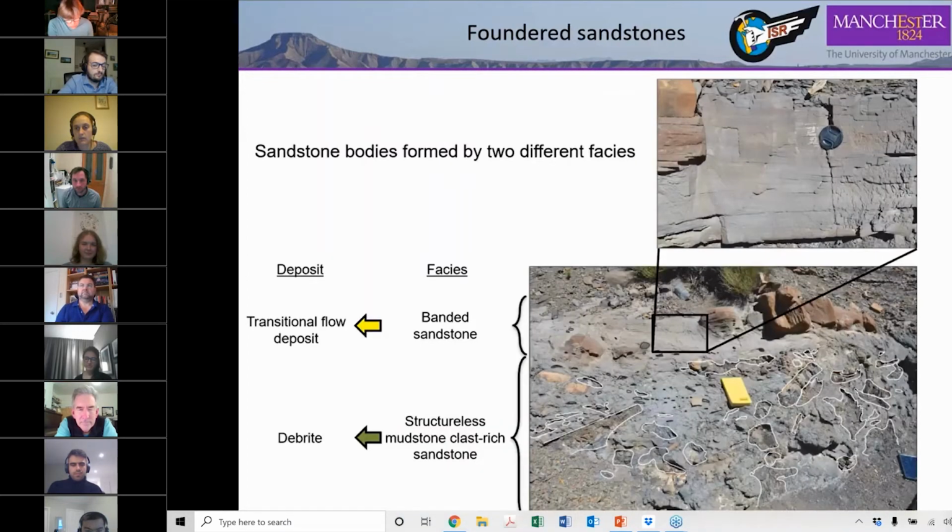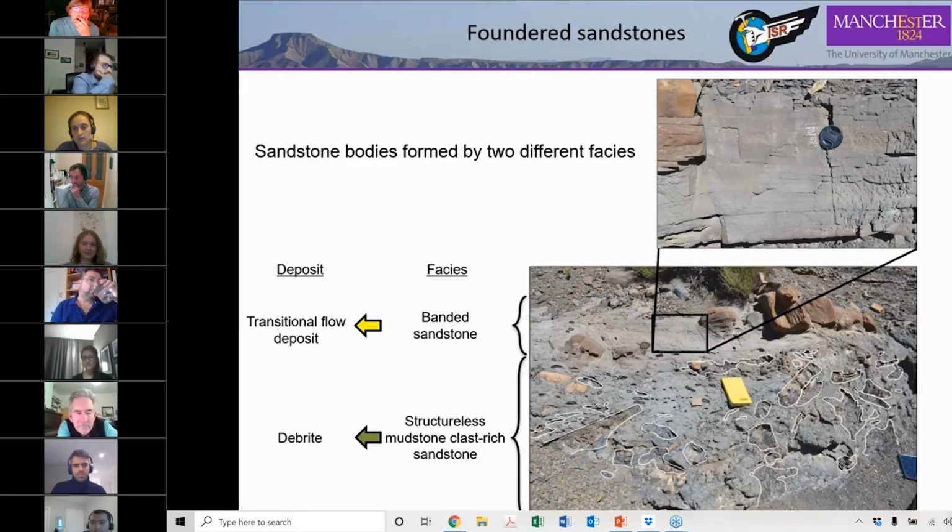The basal division is interpreted as deposited from a flow with laminar state, where the sediment is deposited en masse. In contrast, the overlying banded sandstones are interpreted as the deposits of transitional flows with a reduced flow deceleration, enough to enable the traction responsible for banding.